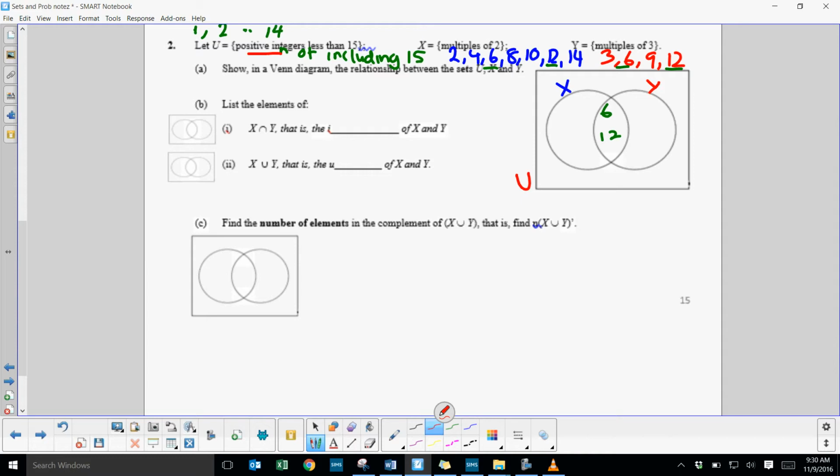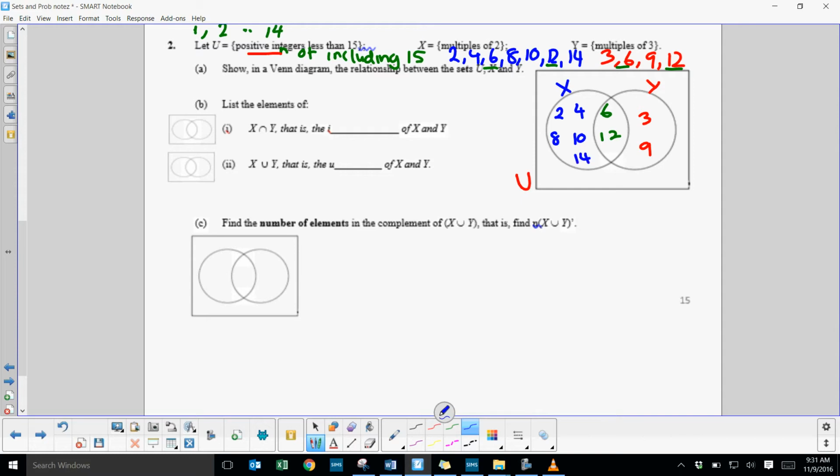So we can probably easily fill in the remaining part of Y. So 6 and 12 already belong to the intersect, so we've got to have 3 and 9 in this section here. And similarly with X, we've got to fill in the other multiples of 2 that are not 6 and 12 on our list. So we've got 2, 4, 8, 10, 14.